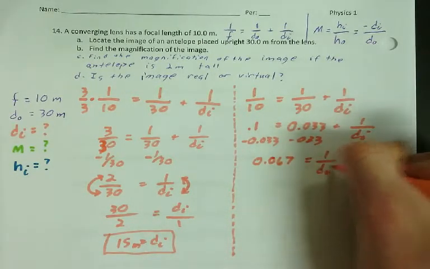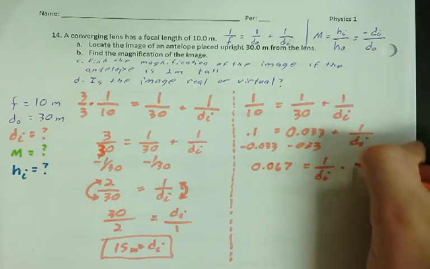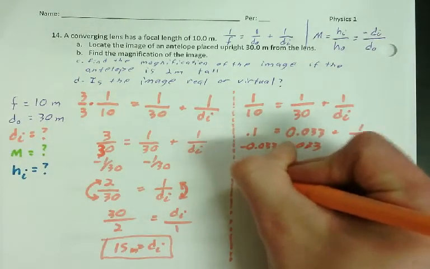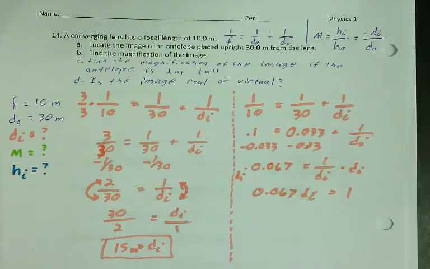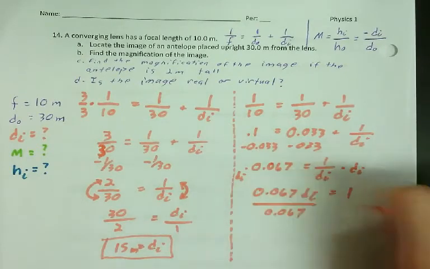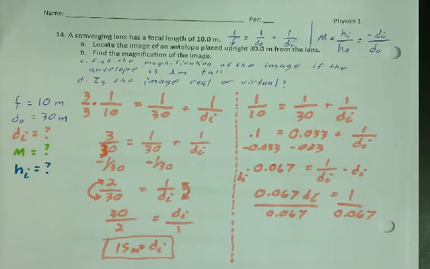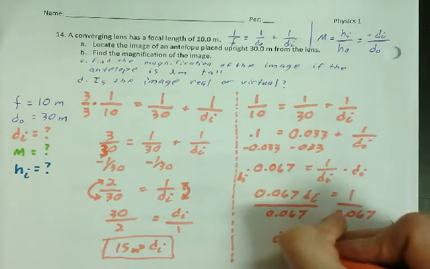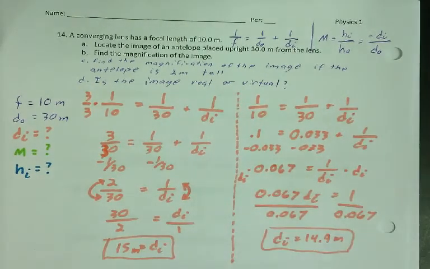Equals 1 over di. Now, you can't have 1 over di as the answer. Okay? Got to be di. It's got to be di over 1, not 1 over di. And you can't just flip this one like you did the last one because there's nothing to flip on the left side. So what you have to do is multiply both sides by di. That gives me 0.067 di equals 1. Now I need to divide by the 0.067 to get the di by itself. And when you do that, you get di equals 14.9. We had to round, so it's not exactly the same answer, but it's pretty darn close.